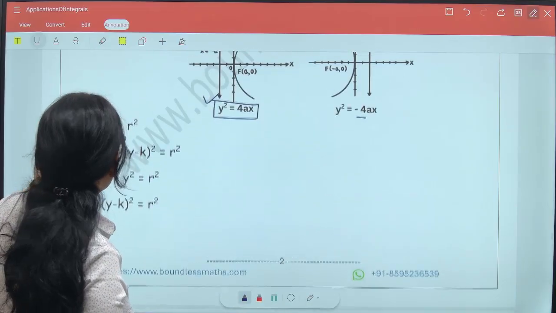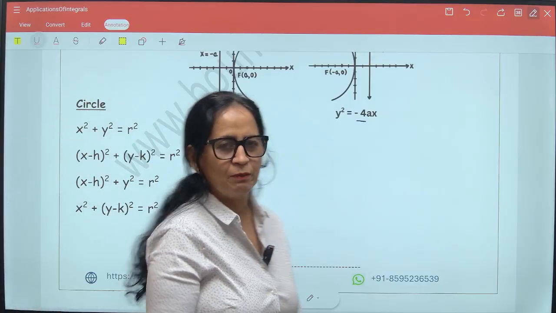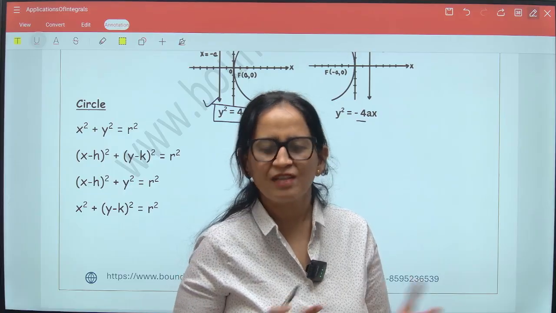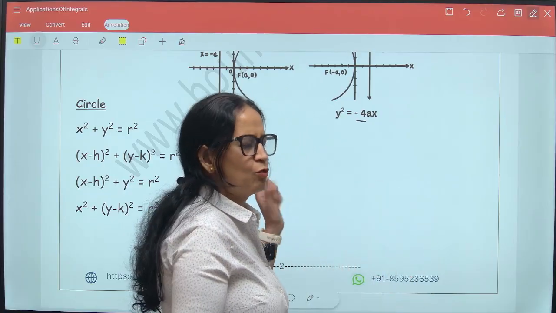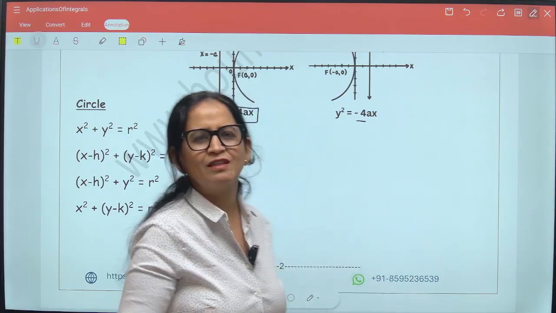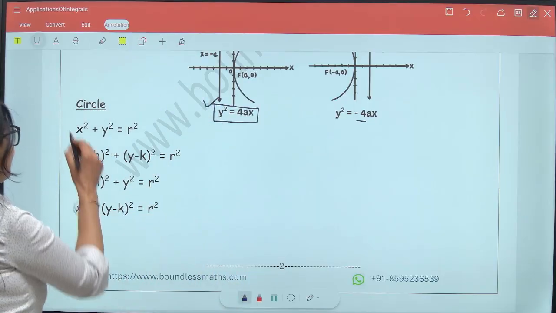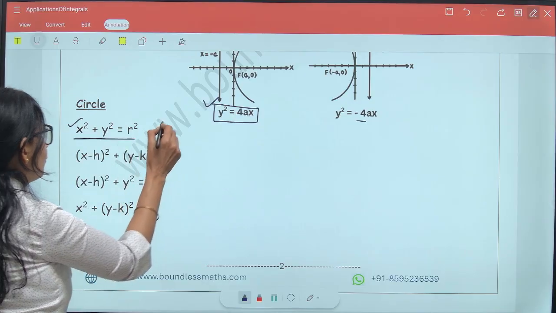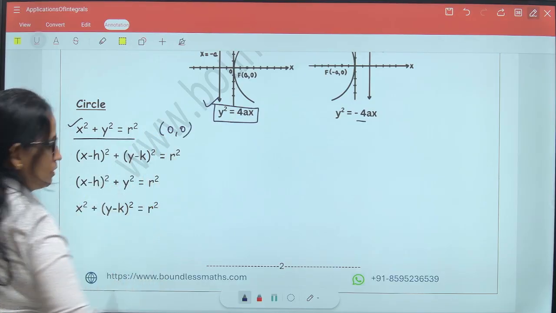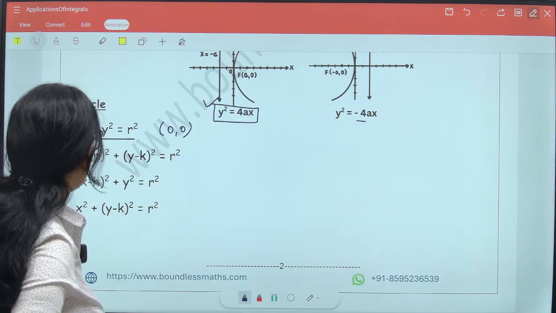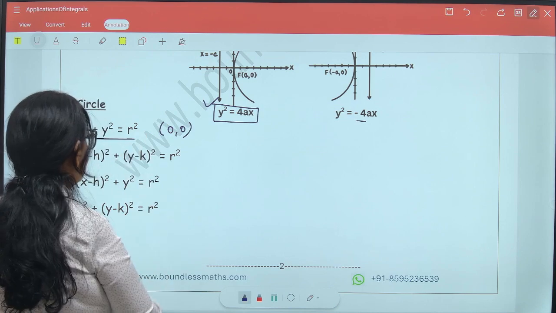Now let's come to circles. Even though we have questions where we will be covering or using straight lines and parabola only, I'll just do a quick recap of circles also just in case you have a question on this. This is the generic equation of a circle with center at (0, 0). So the center is at (0, 0) and r is the radius.